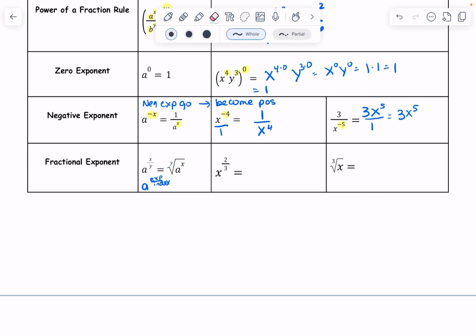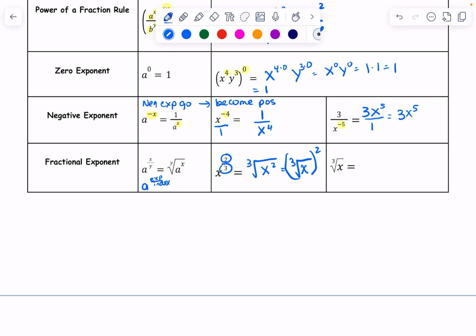Okay, so we see a fraction exponent, right? So we see that fraction exponent, and we're like, okay, that means we're going to have a radical, and this is our base, the top is our exponent, and the bottom is our index. Now we could have also written this like this, same idea.